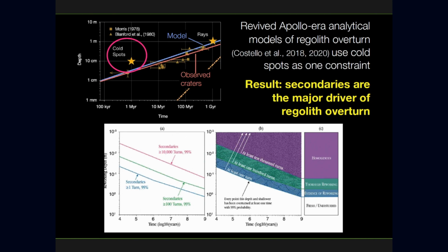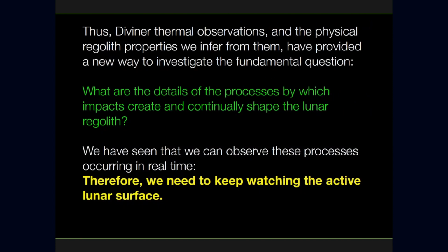So on the final slide, the next slide, I'll just say that this is just a very small sampling of what the Diviner thermal observations, specifically from nighttime temperatures, have done, which is provide a new way to investigate this fundamental question: what are the details of the processes by which impacts create and continually shape the lunar regolith. It's a canonical fact that we all accept that impacts create and evolve the regolith, and the details of that process are surprisingly obscure.